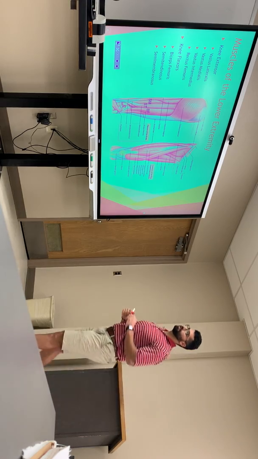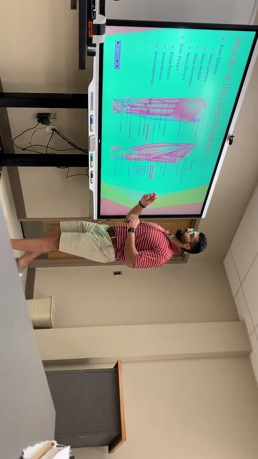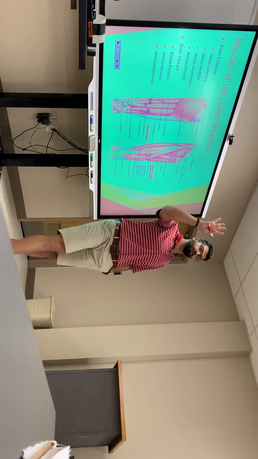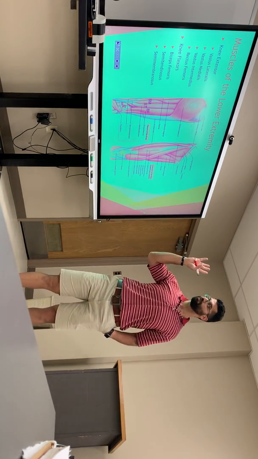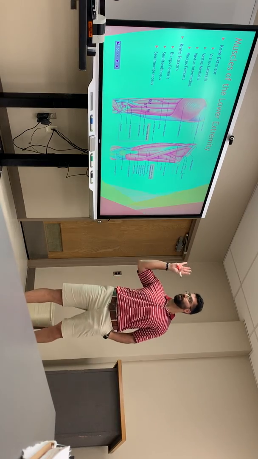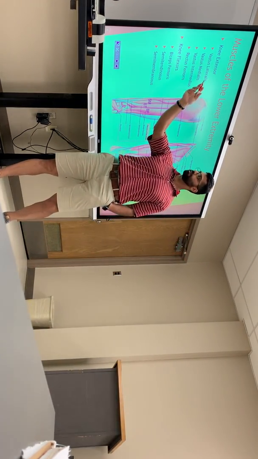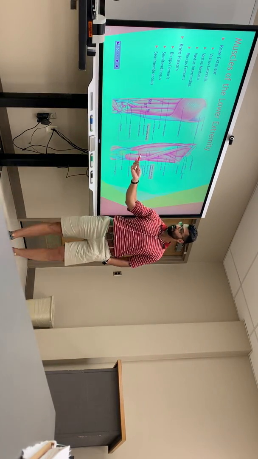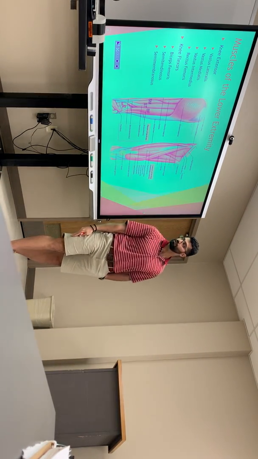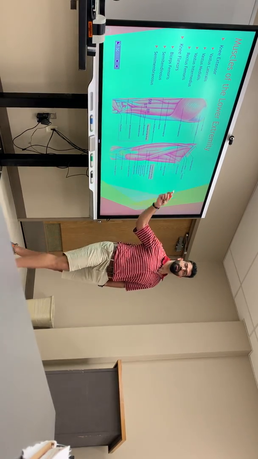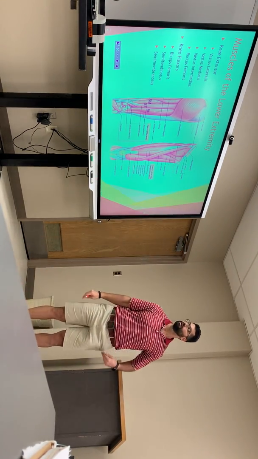Alright, starting with the knee extensor. The quadriceps muscle has four heads. Quad means four. There are four muscles. Vastus lateralis, this one, is on the lateral side. Vastus medialis is the one that looks like a teardrop on the medial side.